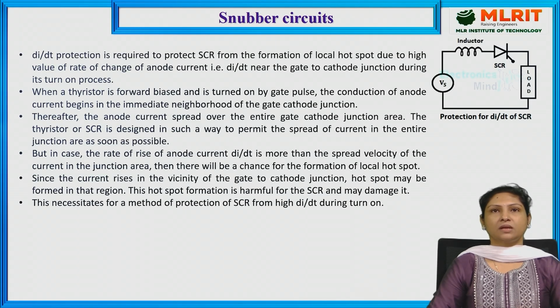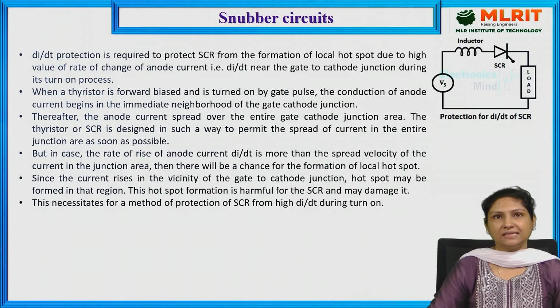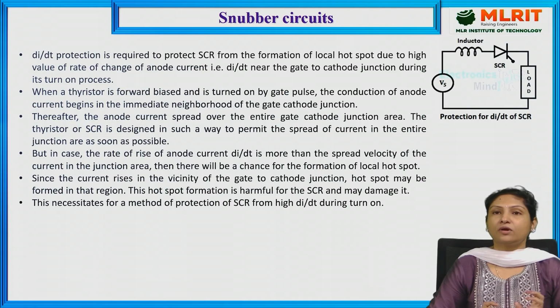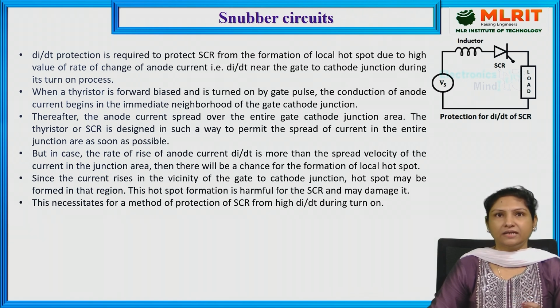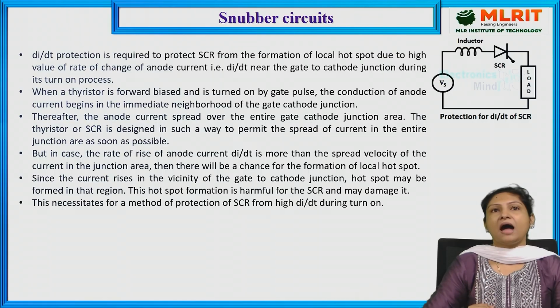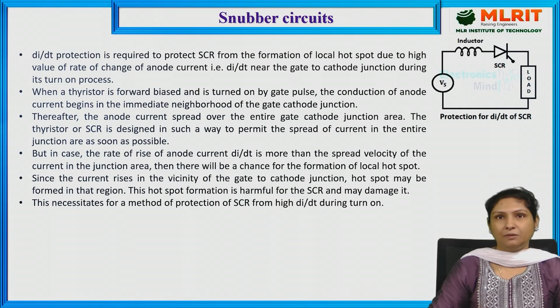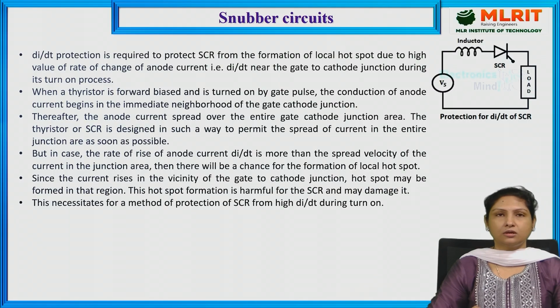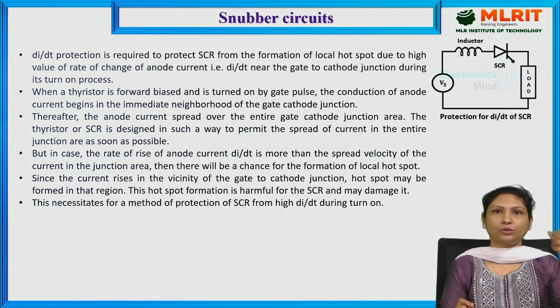Snubber circuits are especially designed to protect the SCR from the formation of local hotspots due to the rate of change of anode current, that is di by dt, near the gate to cathode junction during its turn-on process. When the thyristor is forward biased and turned on by a gate pulse, the conduction of anode current begins in the immediate neighborhood of the gate to cathode junction. Thereafter, anode current spreads over the entire gate cathode junction area.